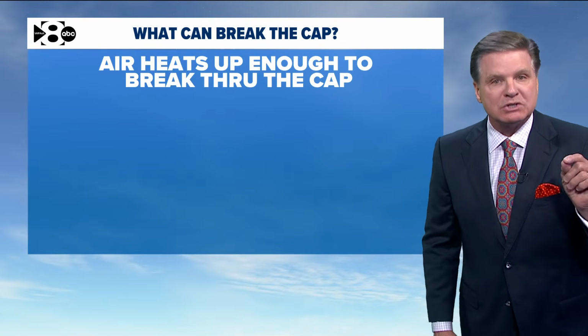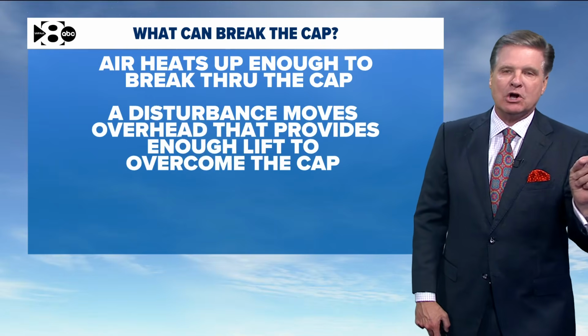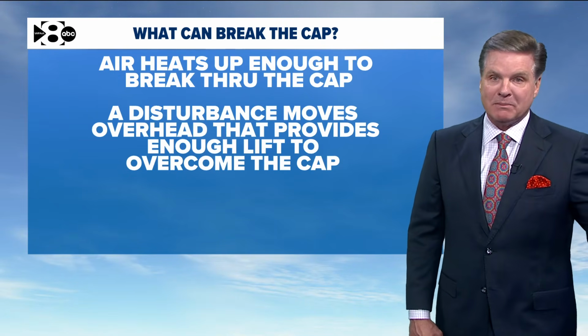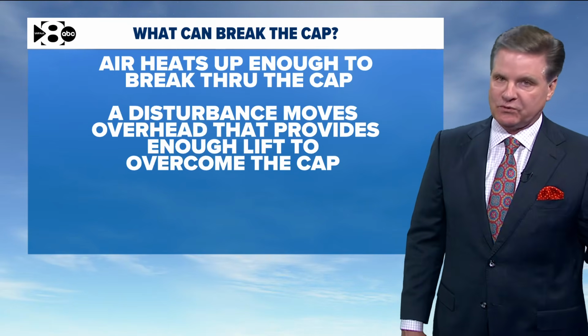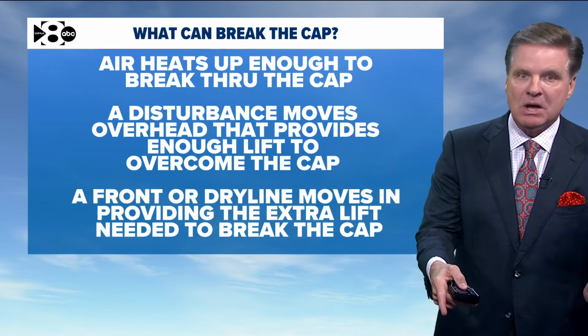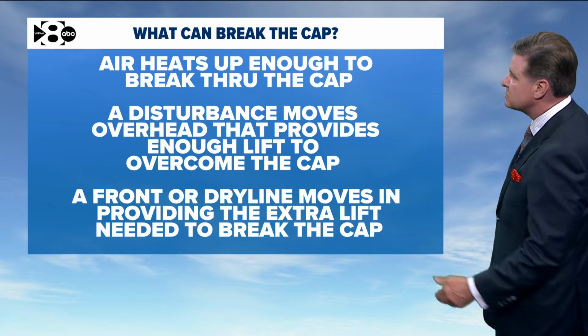So what does it take to break the cap? Well, the air has to heat up enough to break through the cap. That's called our convective temperature. When we get to a temperature like that, it can break the cap, or maybe you have to have a disturbance that moves overhead. A warm front, a cold front, maybe a dry line. It provides enough lift to overcome the cap. Or there we have that front or that dry line that moves in. That just provides that extra lift to break it.